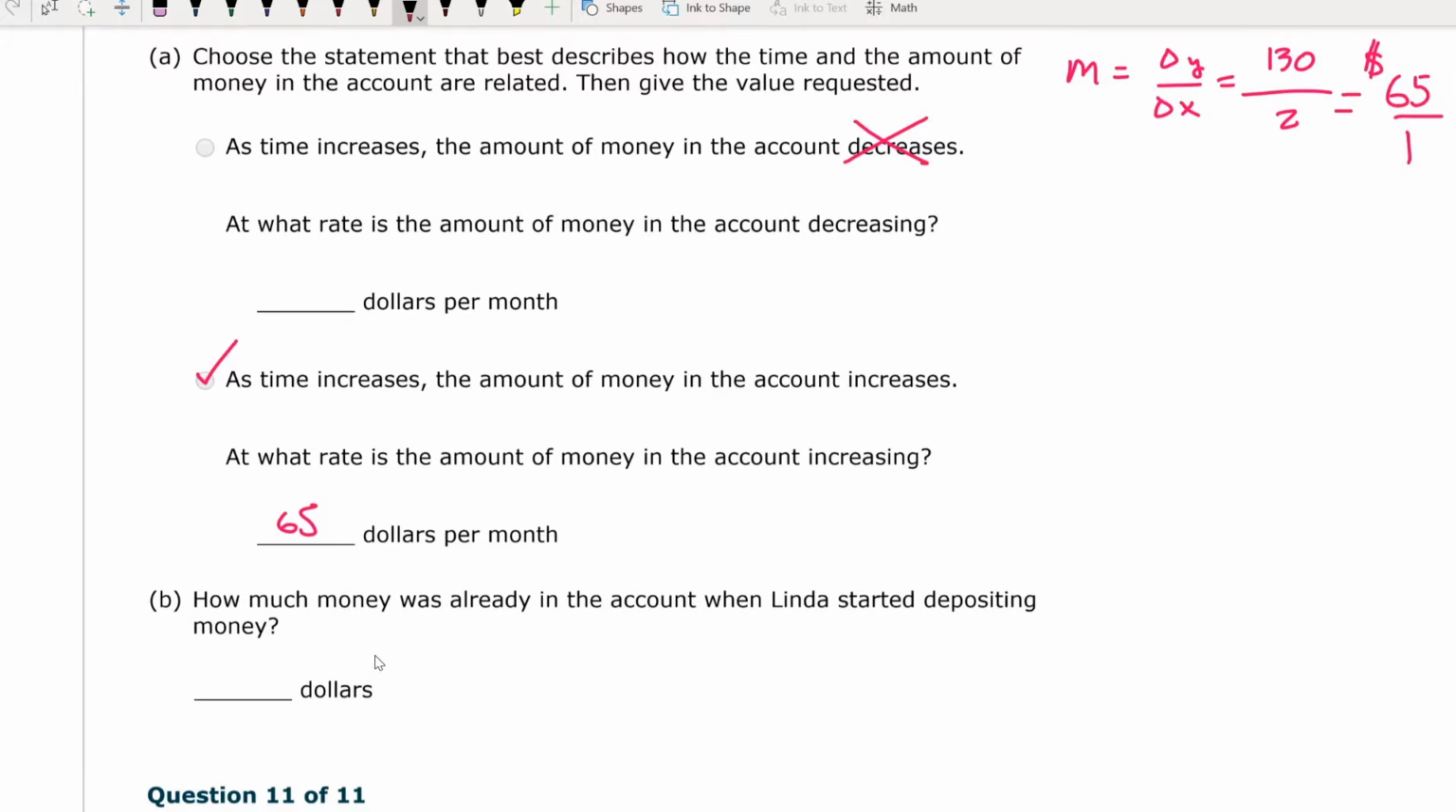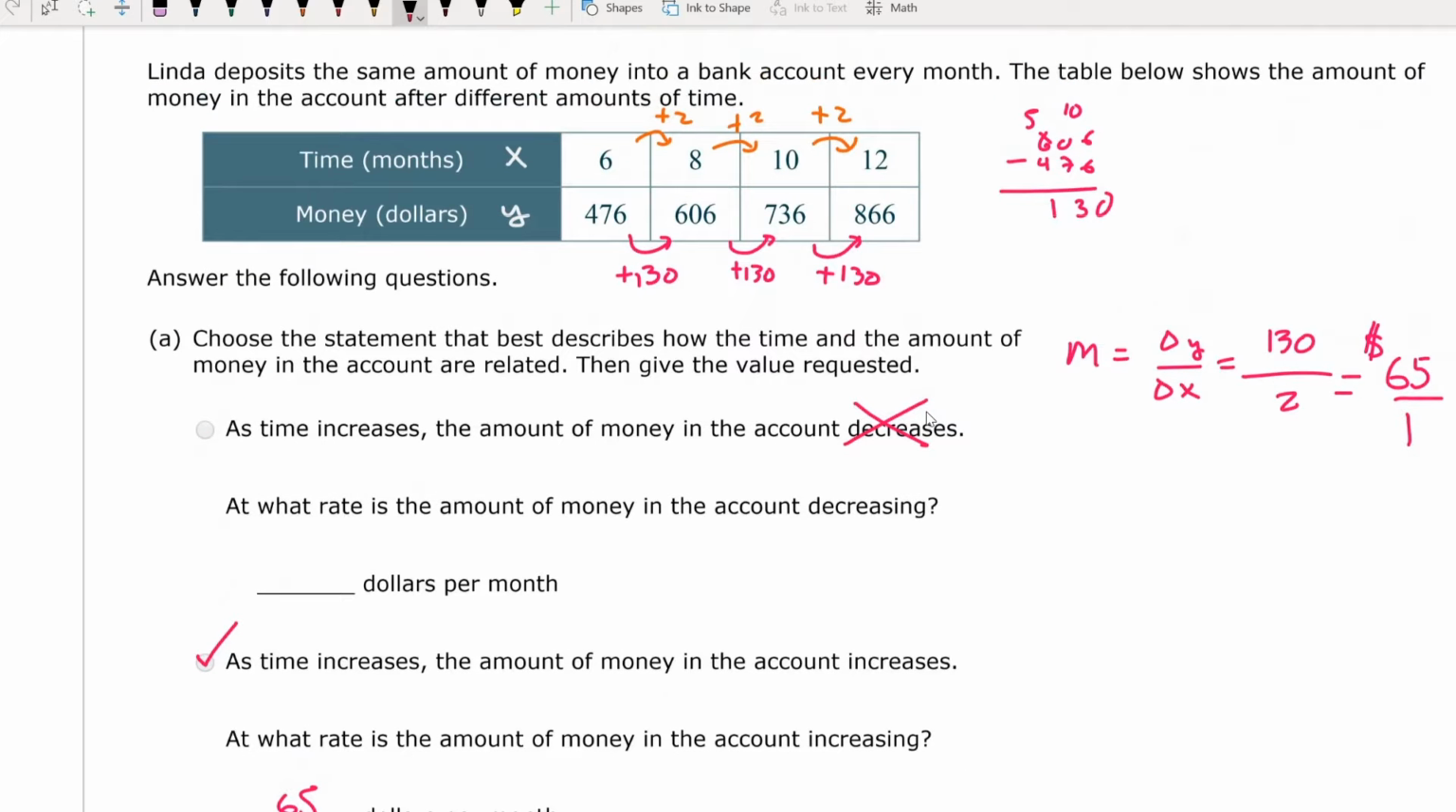How much money was already in the account when Linda started depositing money? Ooh, this is tricky. How much money from the beginning? For right now, we didn't learn about writing equations, so we have to backtrack. Let's see what we can do here. The account is reported every 2 months, right? So 6, 8, 10, 12. Before that will be 4, 2, and 0. So we want to know the 0 part.